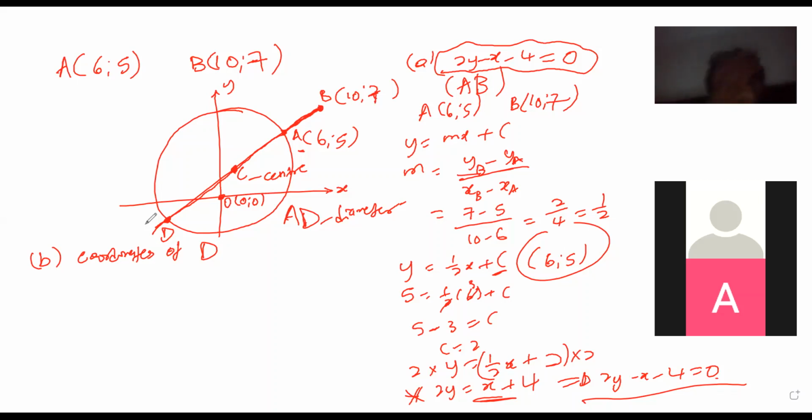Okay, let's see how we're gonna do this. So the equation of a line is 2y minus x minus 4, which is 0. We don't know the coordinates of that. And the equation of a circle, we don't know the equation of a circle. It's only coming later on.